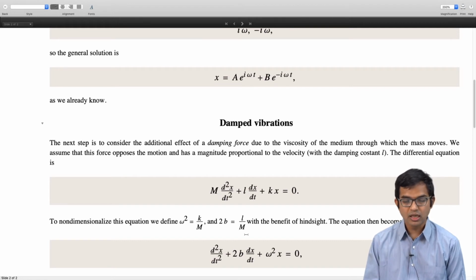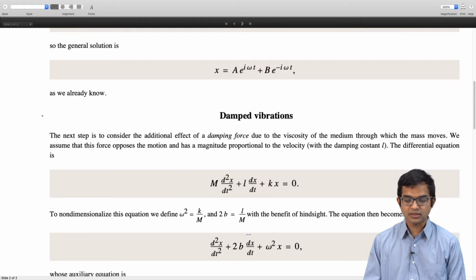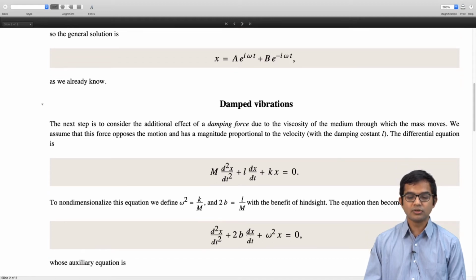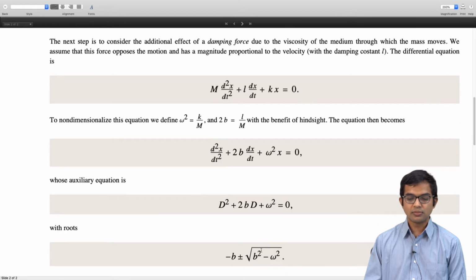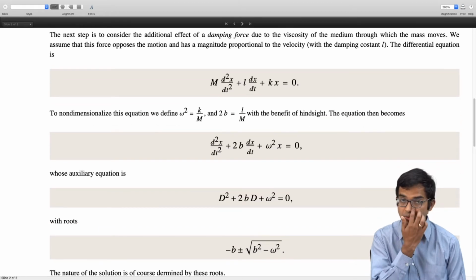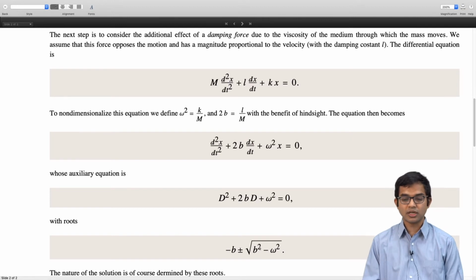So here it's a homogeneous differential equation. On the right hand side is 0. So all we need to do is factor the left hand side. So we have D squared plus 2bD plus omega squared equal to 0. That's the auxiliary equation with roots minus b plus or minus square root of b squared minus omega squared, right?